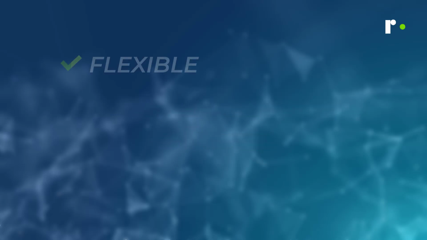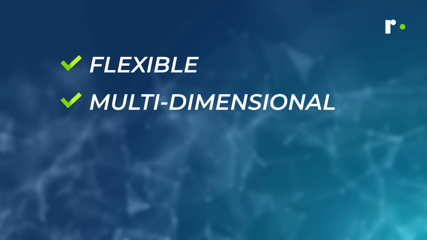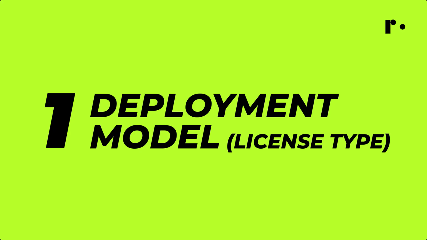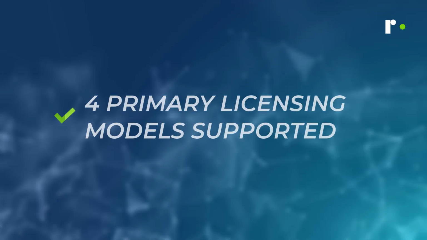Rimo offers a flexible and multidimensional licensing model designed to accommodate various deployment scenarios, usage patterns, and organizational needs. The licensing structure is based on 5 key dimensions, with additional considerations for usage-based charges and enterprise options. Rimo supports 4 primary licensing models.